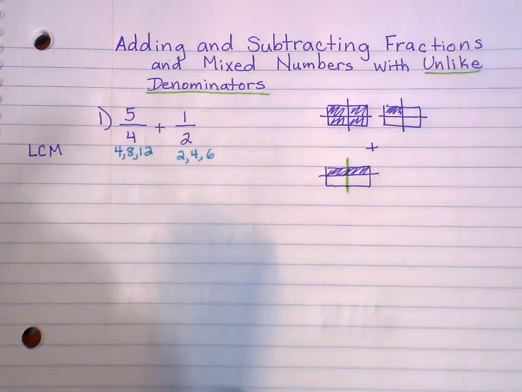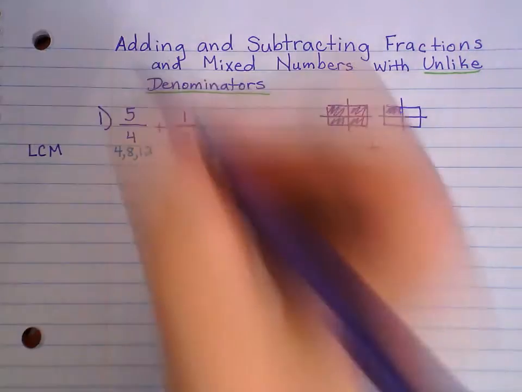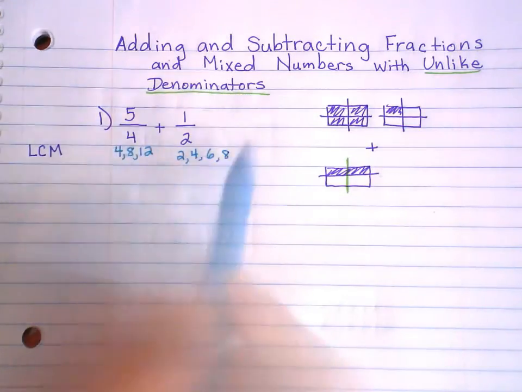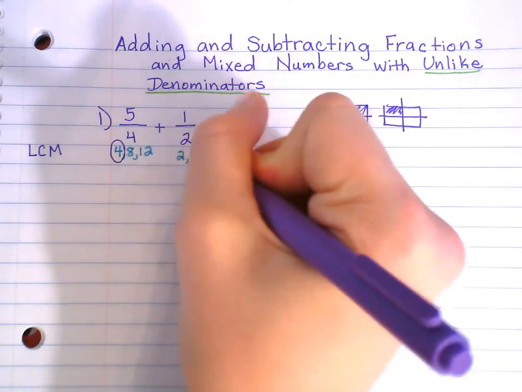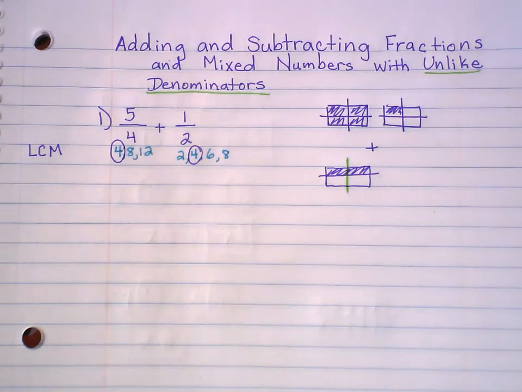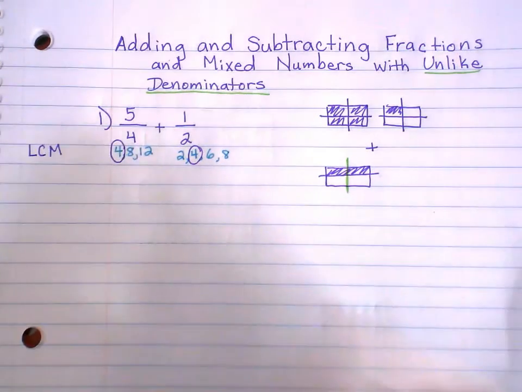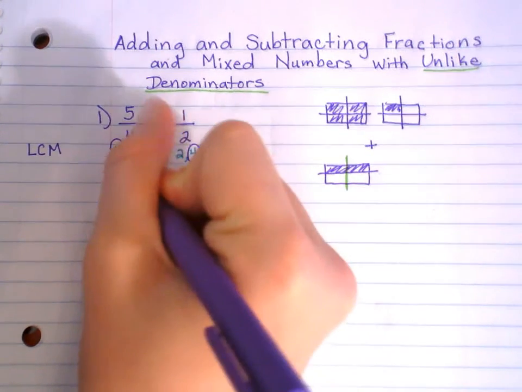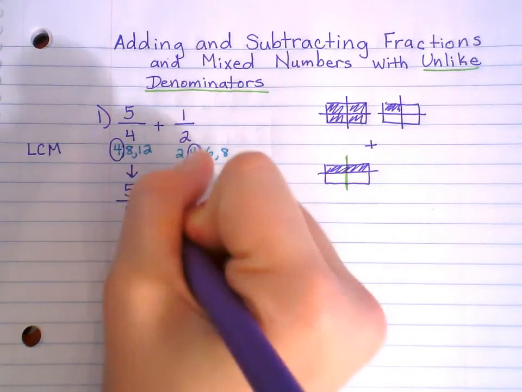So, now what we have to do. Which number do they both have in common that's the smallest? Well, we know if we kept going with 2s, they would both have 8 in common, but 4. 4 goes into 4 one time, and 2 goes into 4 twice. So we can make both denominators 4. Okay, well look, the first fraction already has 4 as the denominator, so we just bring it right down. But we got to change the second one.